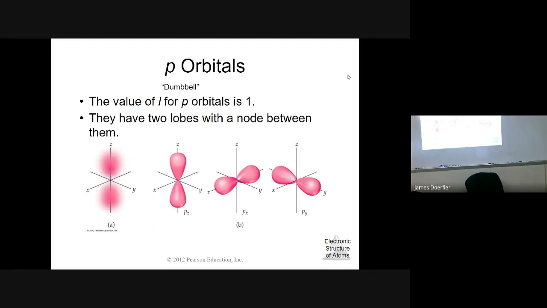Now, we said that P is equal to an L value of 1, right? What were my M sub L values for 1 again? How many numbers did I just write there for M sub L? 3. Look here. 1, 2, 3.